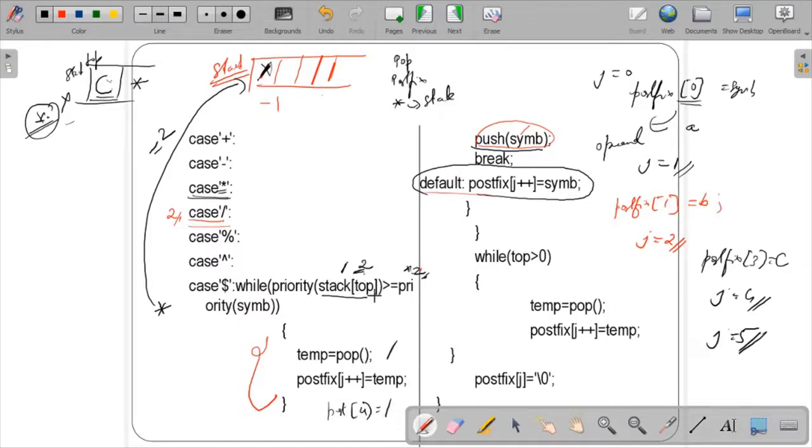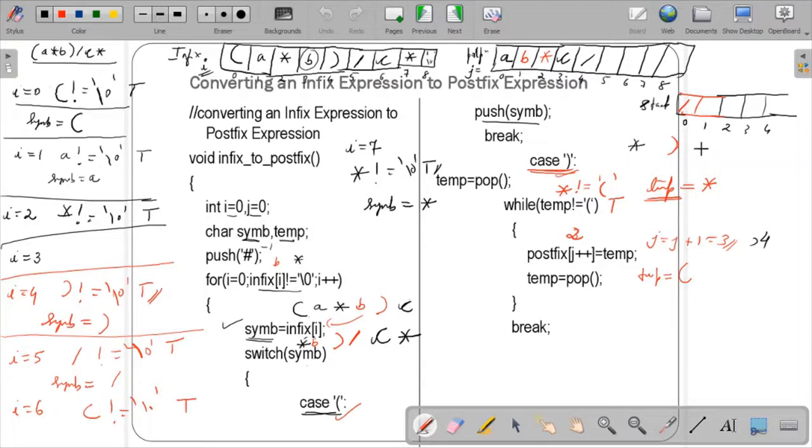Then again I'll come back and push the next one. You'll see what is there: nothing is there, only star is left. So this has been popped, temp is equal to popped, and then I placed it in postfix, and then this star needs to be pushed. That's why it is written push sim. So push star. Instead of division, here star will be there. Now your updated stack contains only star.